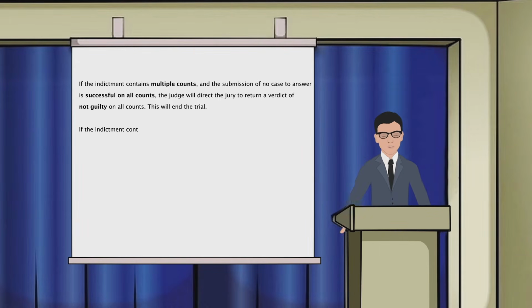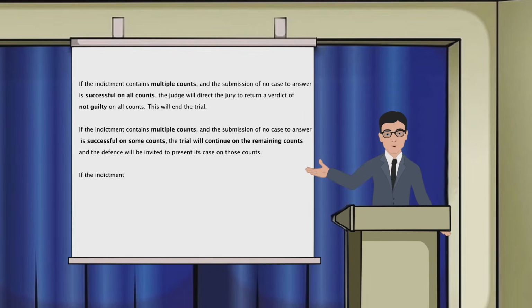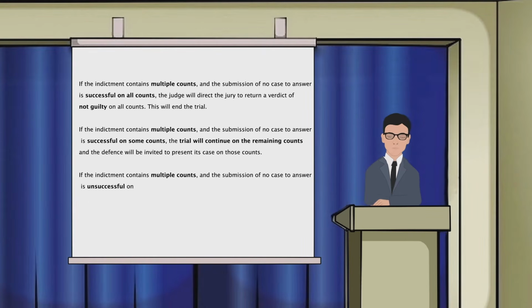If the indictment contains multiple counts, and the submission of no case to answer is successful on some counts, the trial will continue on the remaining counts, and the defence will be invited to present its case on those counts. If the submission is unsuccessful on all counts, the trial will continue, and the defence will be invited to present its case.